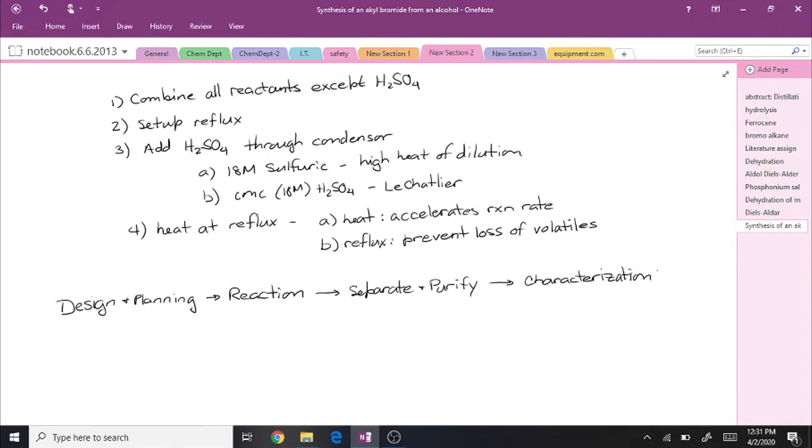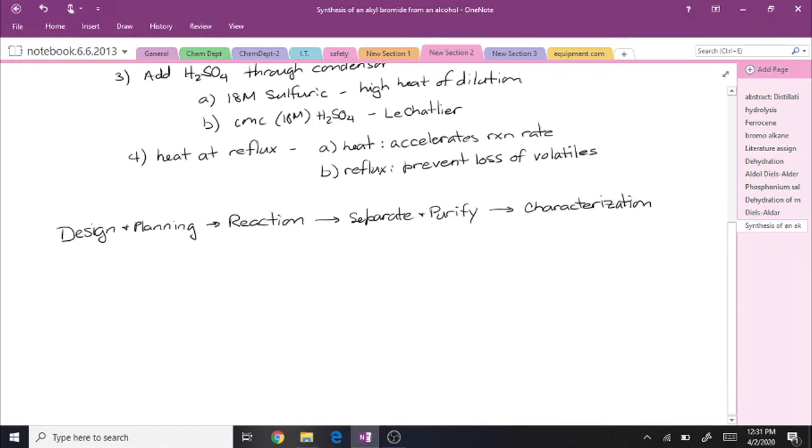So at the end of the reflux, we have finished the reaction step. We then have to go to the separation and purification. And so the next step is to distill the mixture, or specifically to distill our product. So at that point, we will simply take the reflux condenser off, convert our reflux apparatus to a distillation apparatus.